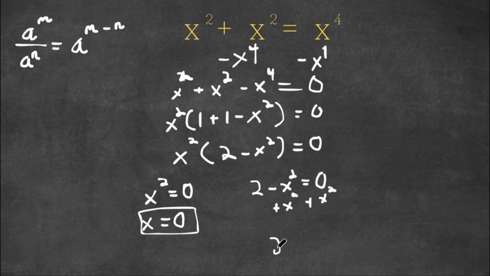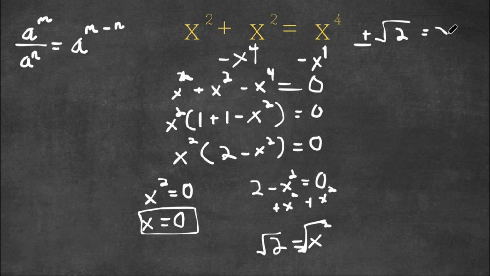So now we get 2 is equal to x squared. And now if I take the square root on both sides, I get plus or minus the square root of 2 is equal to x. So these are two more solutions to this equation.